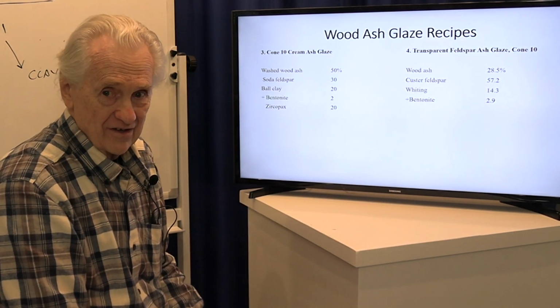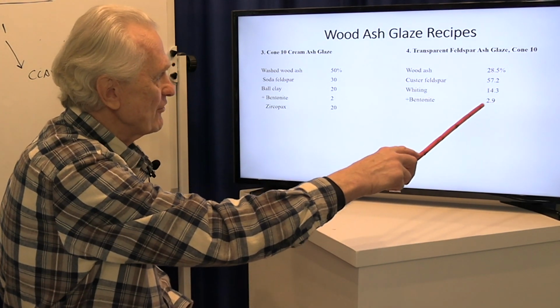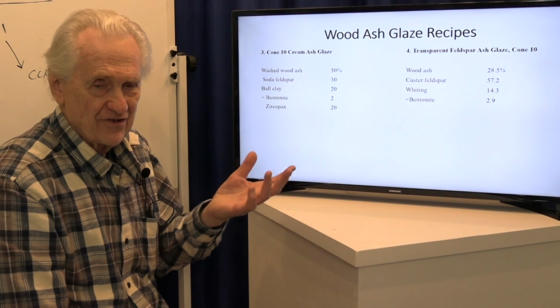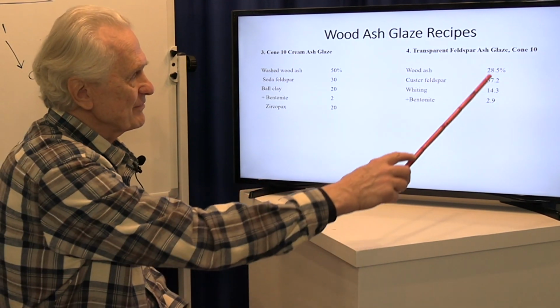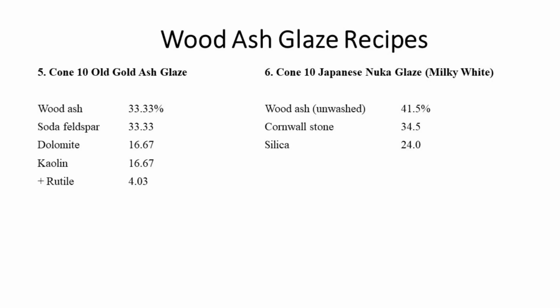I doubt it. So, anyway, what I'm getting at is, with 2.9 bentonite, why not just use 3 if you're going to put it in? But anyway, the point is, I don't think you have to worry about those little details with ash glazes. Okay, Cone 10 old gold ash glaze, wood ash.